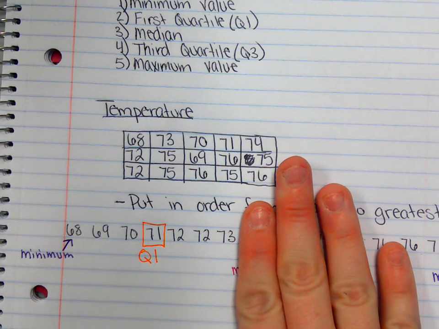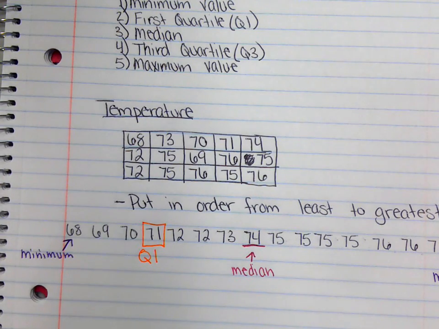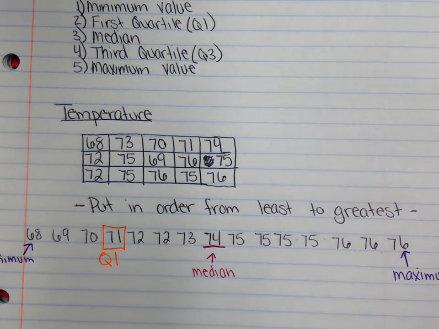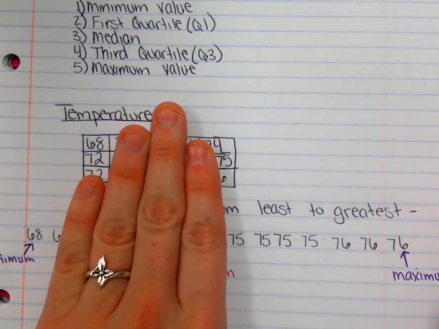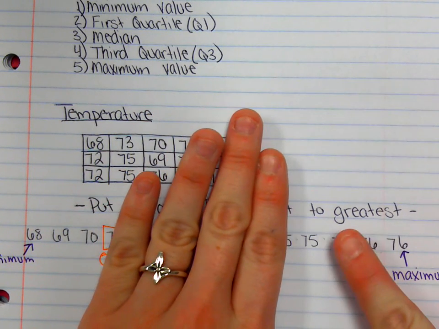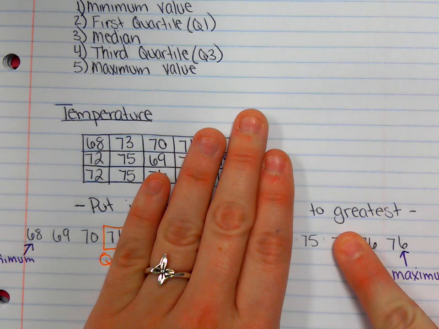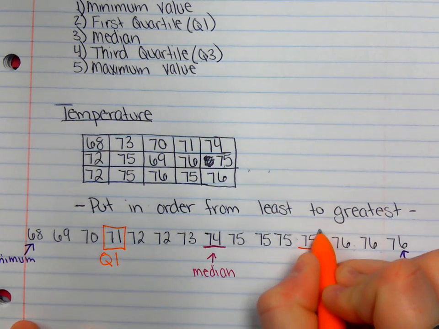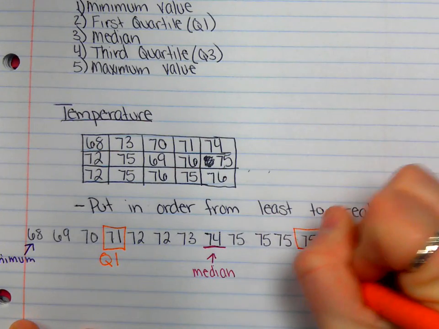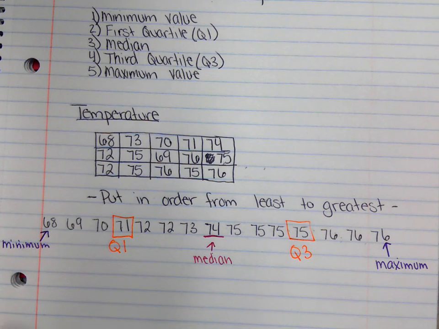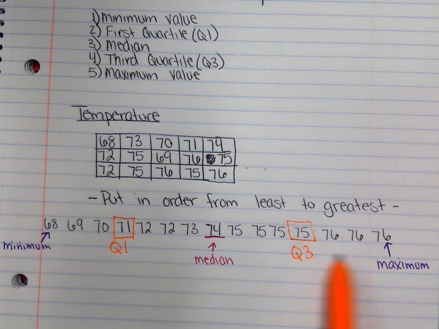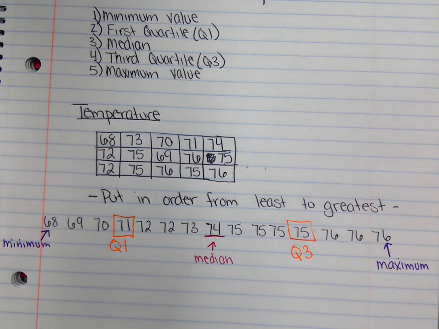All I did was only look at the first half of the data and then choose the number that was right in the middle. For quartile 3, you're going to do the same thing except with the second half of the data. You're going to cover up the median, and then you're going to find what number is in the middle. So if I cover them up, this 75 is in the middle. So 75 is my quartile 3, or to make it a little easier, you can just write Q3. So I've got 1, 2, 3, 4, 5. Those are the 5 numbers in my 5-number summary.